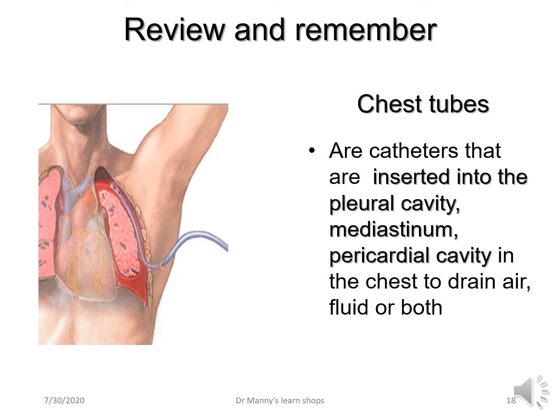Let's look at chest tubes. And remember, chest tubes are tubes that are inserted into the pleural cavity or the mediastinum or the pericardial cavity. And their purpose is to drain air, fluid, or both. Fluid could be pleural fluid, pericardial fluid, plasma, or blood. And all these tubes are connected to underwater seal drainage, which we're not reviewing in this session.